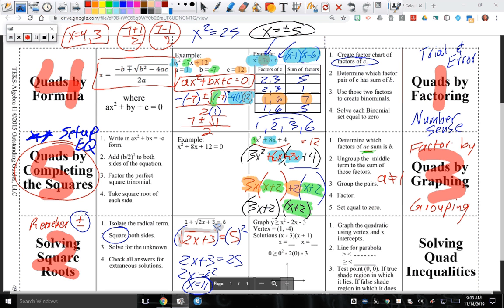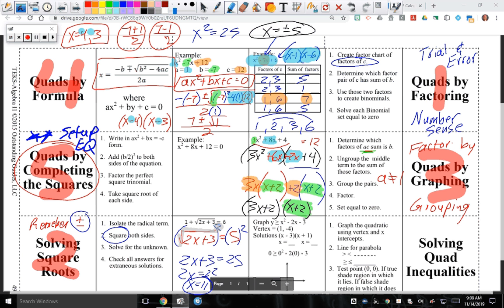So my factors would be x minus 4 and x minus 3. Because remember, they're the opposite signs of what you see over here. Because each factor is set equal to 0. Told you, there's a lot of methods of quadratic factoring.